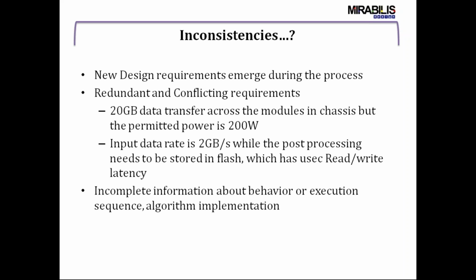So this tells you that working with these particular requirements is highly impossible because the data rate is extremely high and the processing time is not good enough to process that much data. So you may end up losing the data. And in addition to that, the major reason for inconsistencies in the requirements is incomplete information about a particular behavior or an execution sequence of a particular task itself.